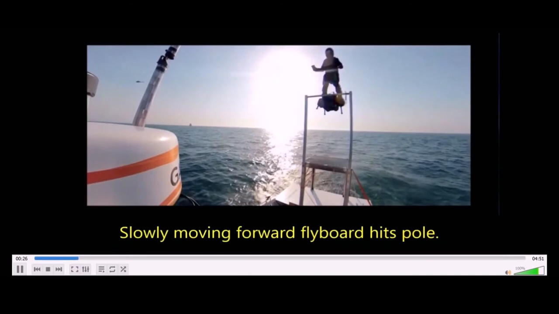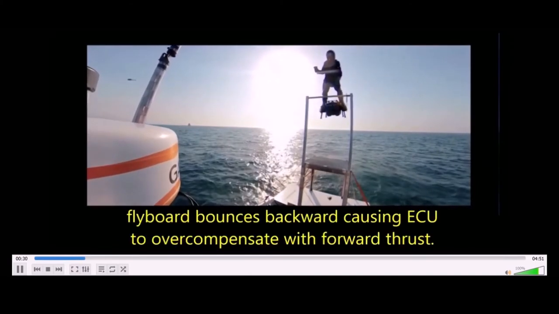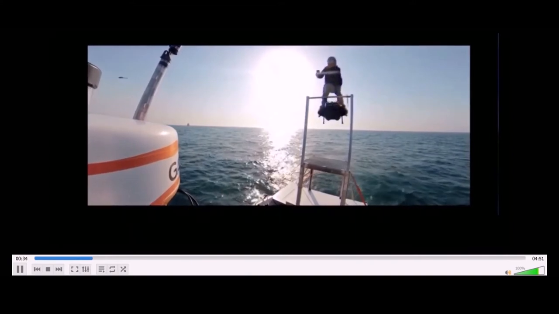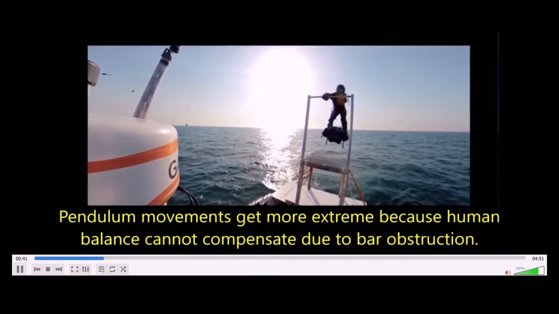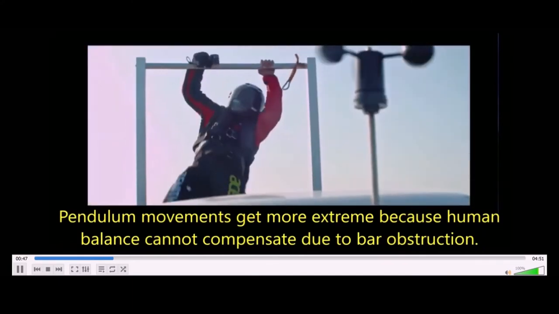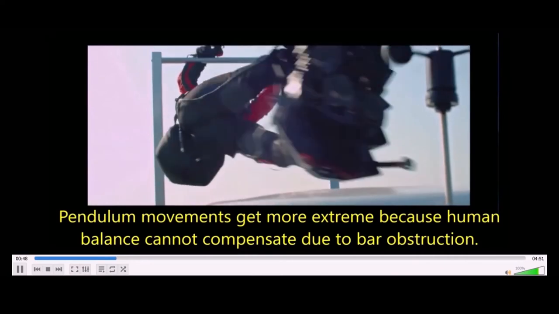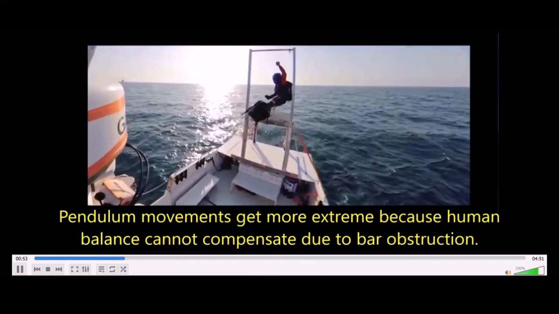Here we see he's slowly moving forward and hits the pole, which causes him to back up. So it bounces backward, causing the ECU to overcompensate with forward thrust, which, as you see there, swings him forward. So it's kind of a pendulum movement that gets out of control, really just going back and forth. And we say here that the problem is that he cannot compensate due to the bar being in the way.